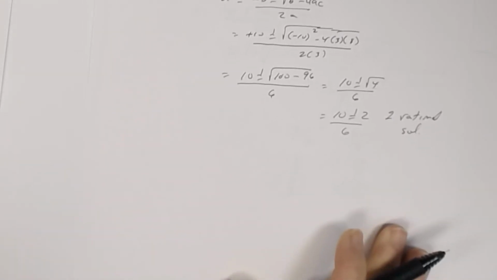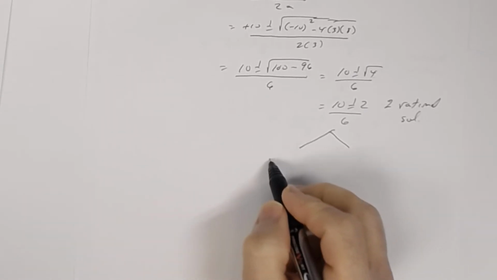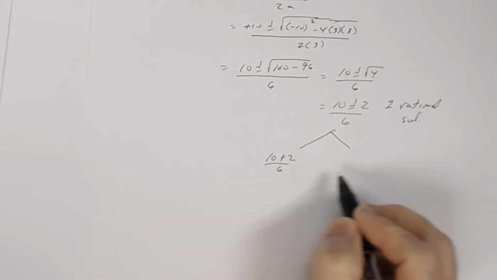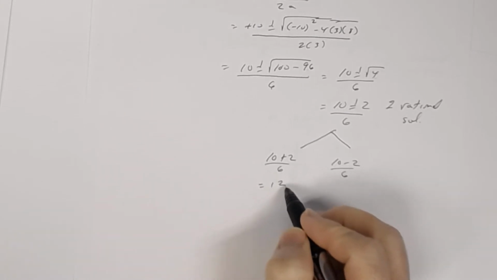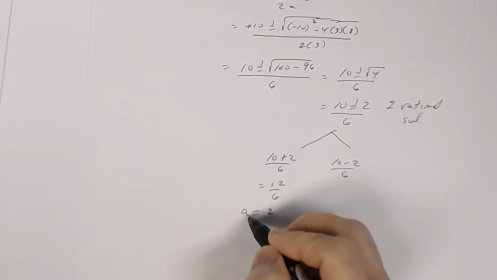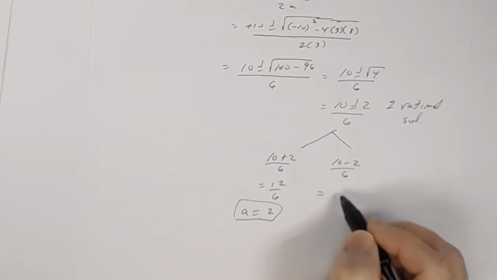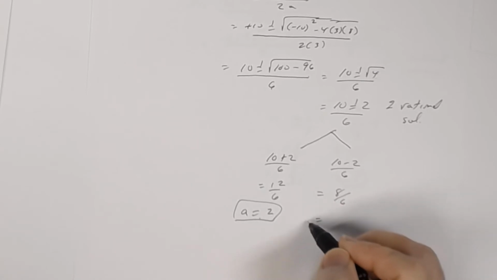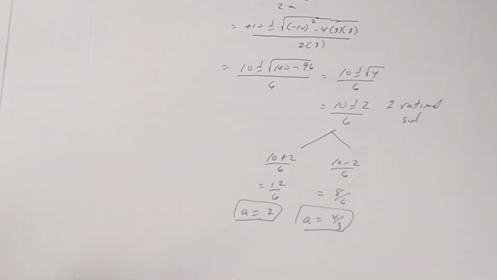And since those are 2 rational solutions, you're going to split it apart. So you're going to say 10 plus 2 divided by 6, and then 10 minus 2 divided by 6. And so 10 plus 2 is 12, and 12 divided by 6 is 2. So there's one of your solutions. So a is equal to 2. Over here, you get 10 minus 2 is 8. 8 divided by 6 reduced, and your other solution is 4/3. All right, so that was number 2. Okay, number 3, we have this quadratic equation.